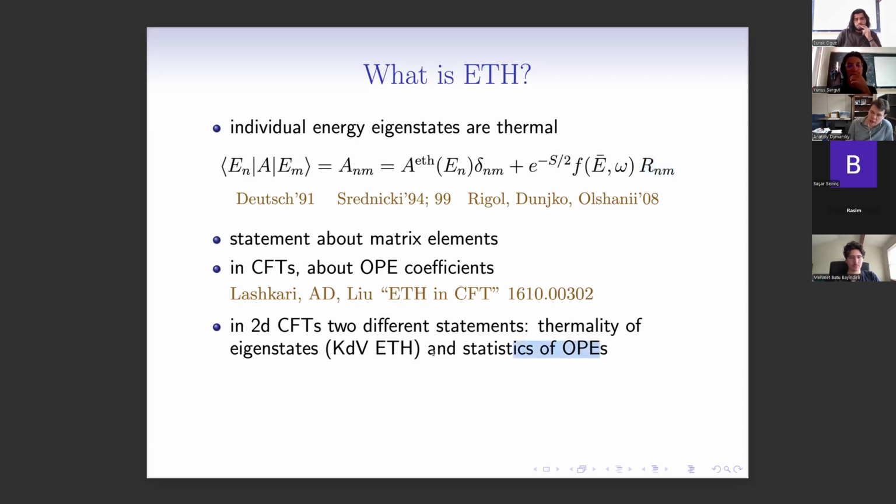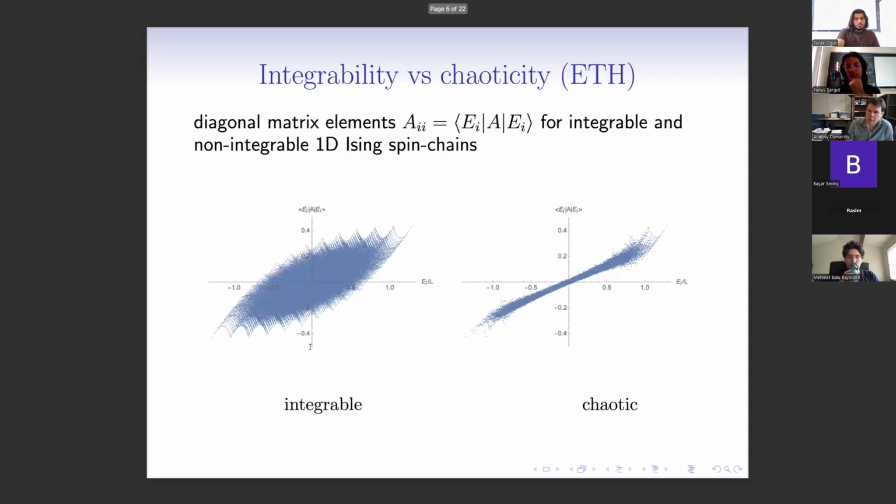But there is a subtlety here: there is another aspect of ETH in two dimensions. Even if you talk about thermality of eigenstates, not everything is related to OPE coefficients. There is also a need to take care of the integrable structure, and I will explain what that means and how to do that next in the talk. But before we proceed with two-dimensional CFTs, let me give you an intuition.